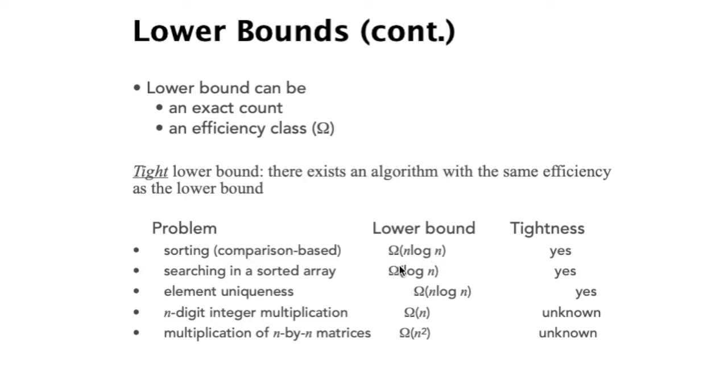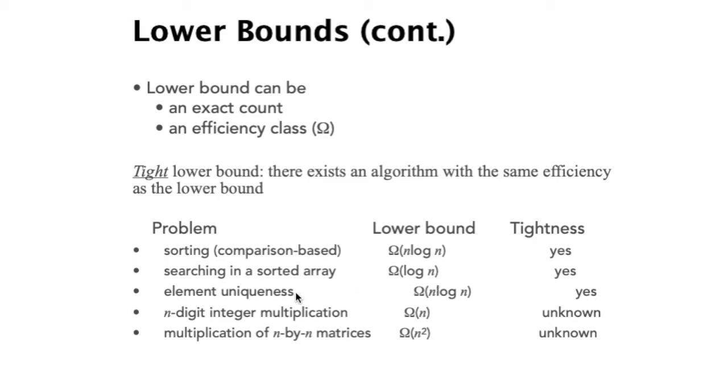Next we have search. It is tight for searching in a sorted array because we can simply use binary search to look for items in a sorted array in O of log n time. Okay, so there exists an algorithm for that.